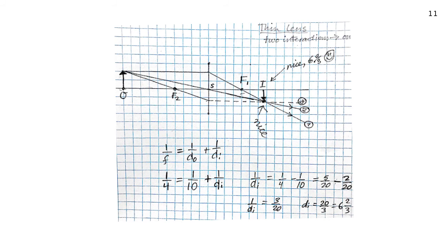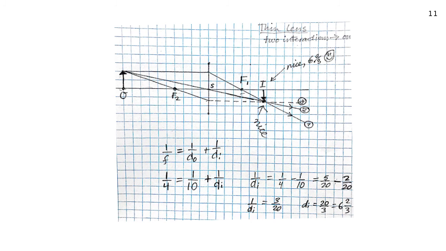Now, one of the nice things is 1 over f is equal to 1 over d0 plus 1 over di. So let's see if we can figure that out. My focal length is 4, so 1 over 4 equals 1 over 10. This was 10 blocks out, 4, 8, 10, plus 1 over di. Pardon me, that's a plus sign there. Okay, so there's 1 over di.